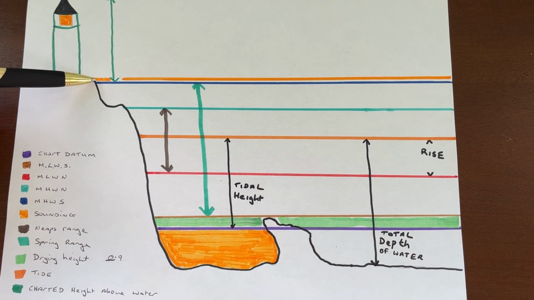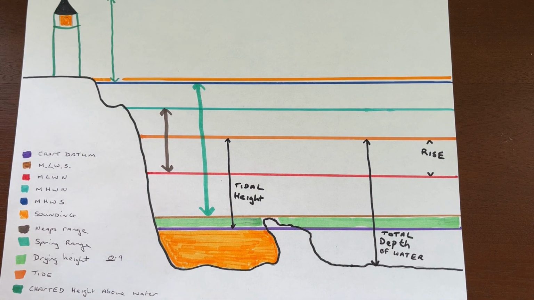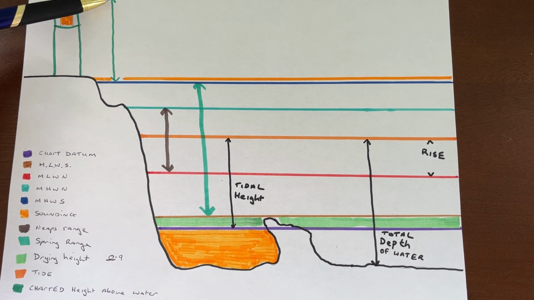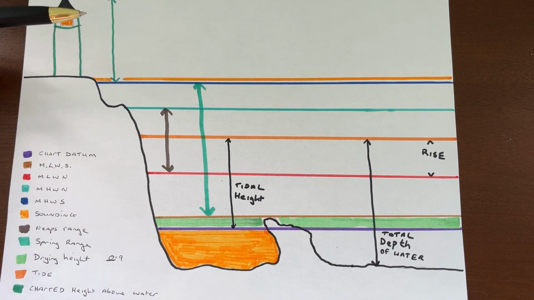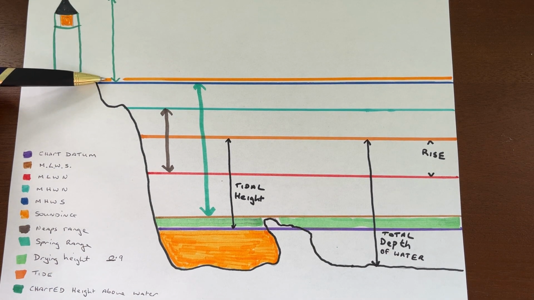The highest astronomical tide is due to astronomical and meteorological effects, and this is the highest we will ever see our water rise to. And then our charted height is the height of land-based objects, for example towers, bridges, etc., and this is in reference to the highest astronomical tide.